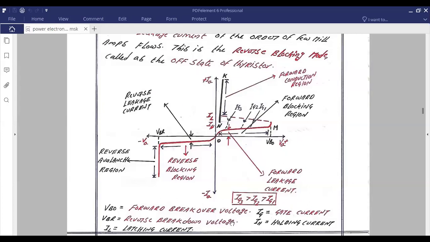Those particular characteristics are considered to be the static VI characteristics.